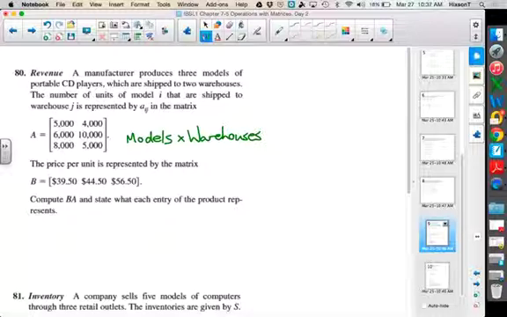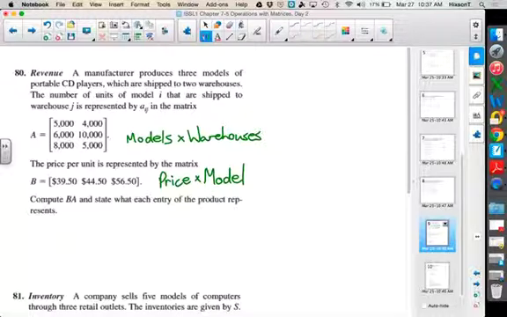So we have the models by the warehouses. And then it says the price per unit. So obviously we're talking about money, but what do the columns in matrix B represent? The price per unit, per model. This model costs $39.50. This is $44.50. This is $56.50. So we have a price by model matrix.